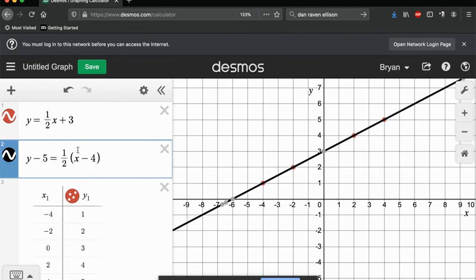All right, so all you're going to do for this assignment is take a few of these point slope forms and convert them to slope-intercept form. Let me know if you have any questions.